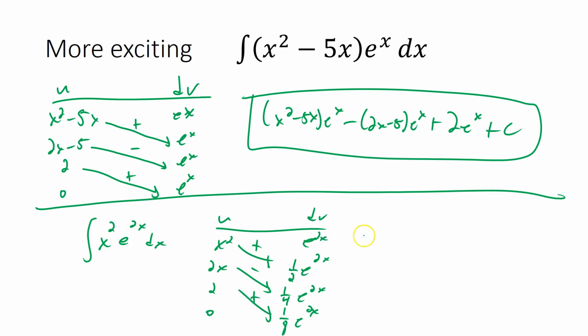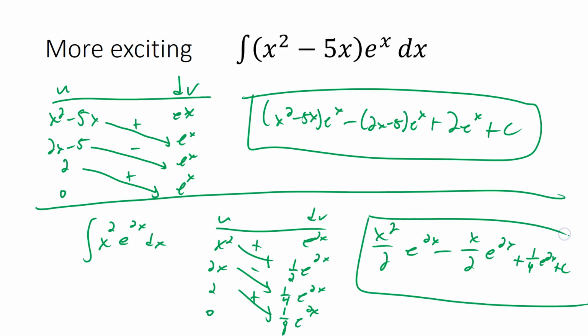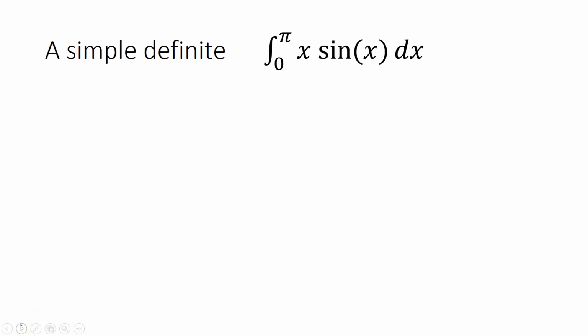So we would have x squared over 2 e to the 2x, minus 2x over 4, that would be x over 2, right, e to the 2x. And then plus, let's see, 2/8 is 1/4, e to the 2x, and then of course plus c. All right. Couldn't leave that unsolved. Had to do it. All right, so let's try one with a simple definite integral.